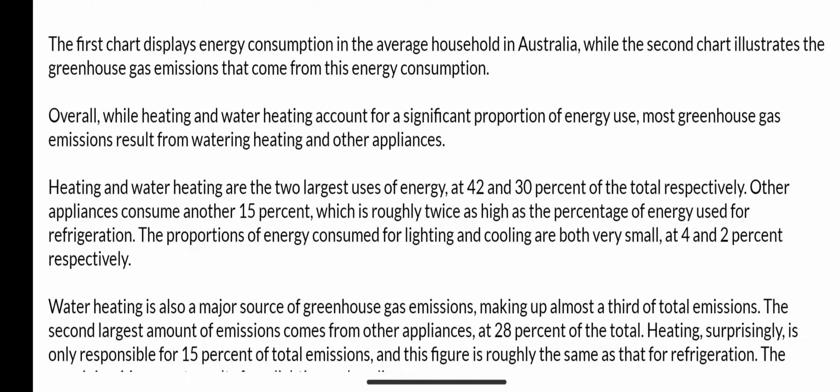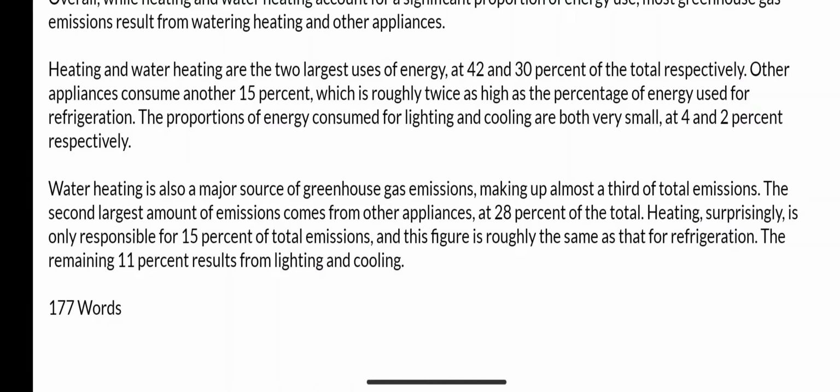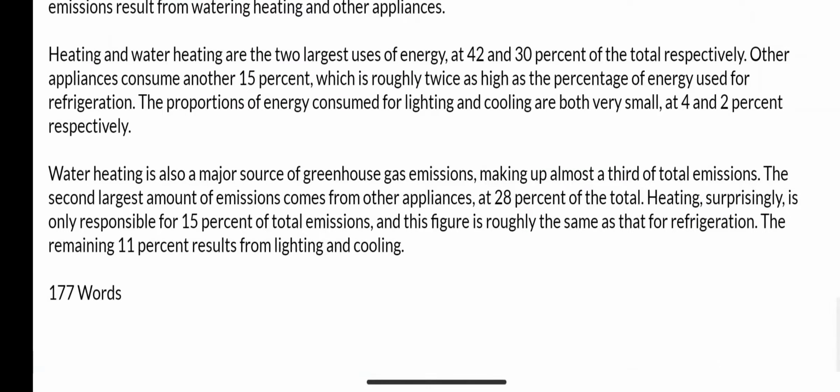Heating and water heating are the two largest uses of energy, at 42 and 30% of the total respectively. Other appliances consume another 15%, which is roughly twice as high as the percentage of energy used for refrigeration. The proportion of energy consumed for lighting and cooling are both very small, at 4 and 2% respectively.